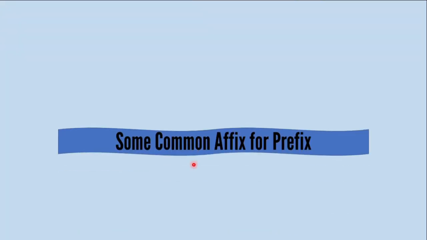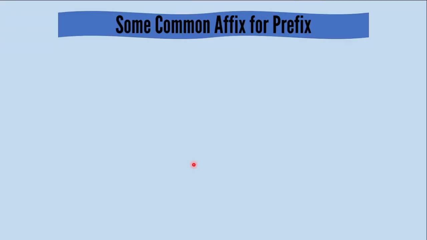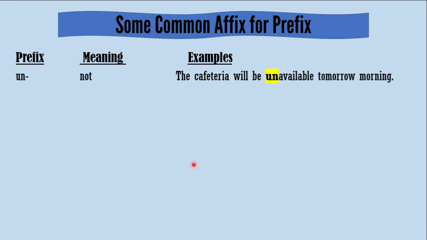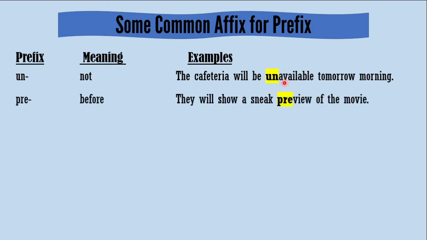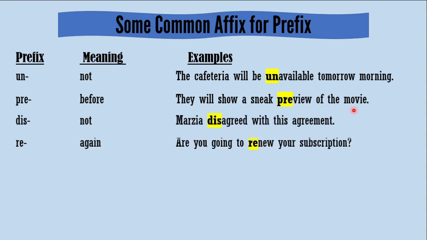So let's see some common affix for prefix. যে শব্দগুলো কমনলি আমরা প্রিফিক্স হিসেবে ব্যবহার করে নতুন শব্দ গঠন করতে পারি। Un, that means not. The cafeteria will be unavailable tomorrow morning. Here is the unavailable. Pre, that means before. They will show us a sneak preview of the movie. Dis, that means not. Margia disagreed with his agreement.